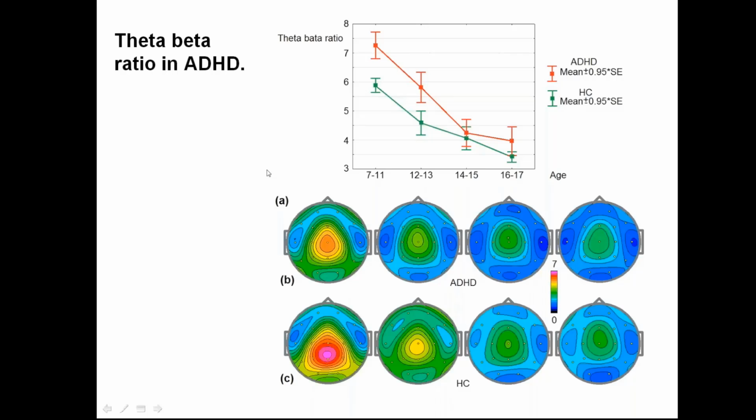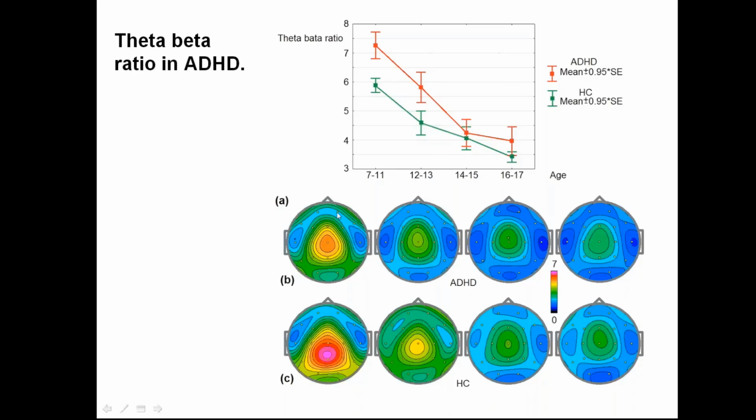Okay, just a few words about the theta-beta ratio. I think everyone knows about this ratio. There are some claims that this ratio can differentiate ADHD from healthy controls. This picture shows the results from our databases. Just to remind you, we have a database of healthy controls. We have a quite large database of several hundreds of ADHD children.